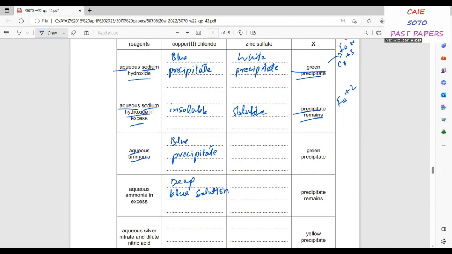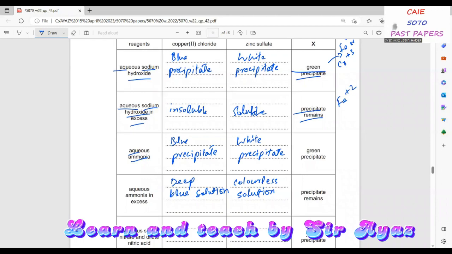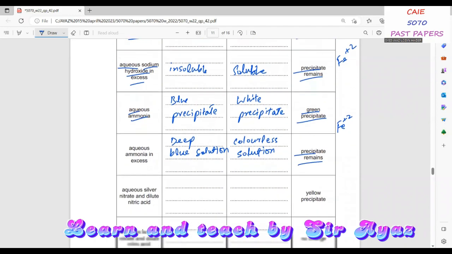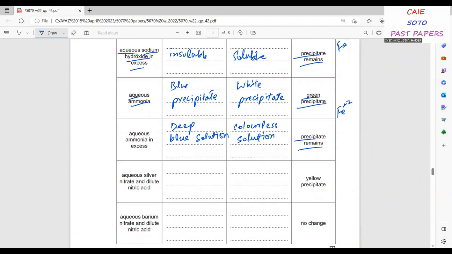In case of zinc sulfate, we get white precipitate, and we will get colorless solution. In case of X, we'll get green precipitate, and the precipitate again remains because these are of Fe plus 2. By the way, for Cr3 plus, precipitate also remains. It does not dissolve in excess of aqueous ammonia.